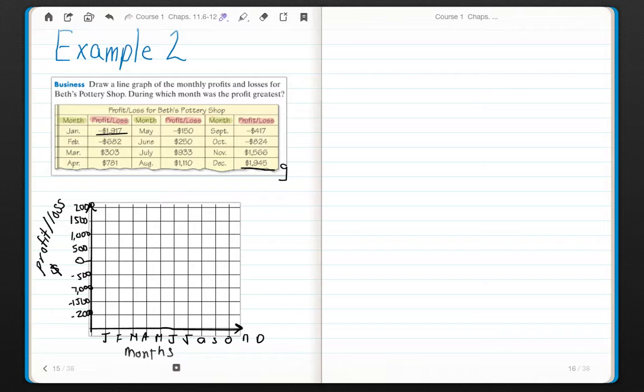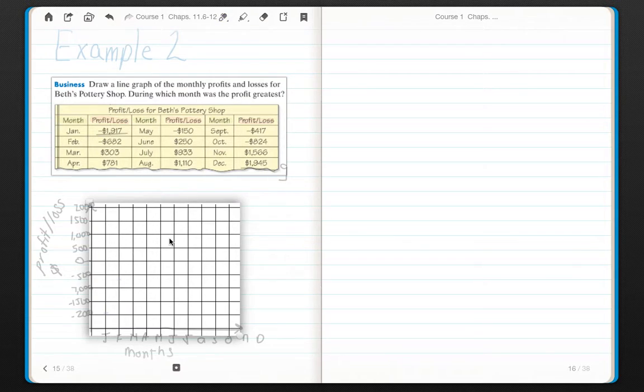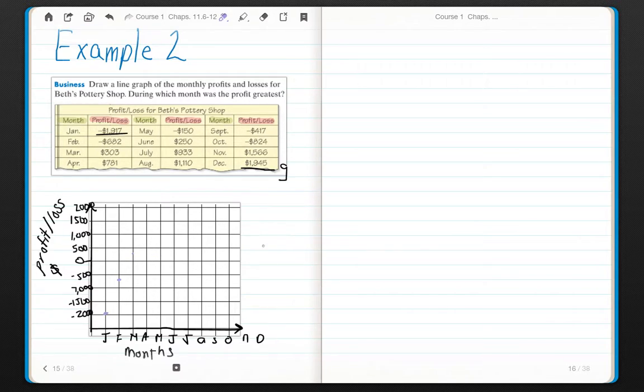So in January, I had a loss of $1,917. So in January, I had a loss of almost $2,000, so I'm going to put a point there. In February, I had a loss of $682, which would go about there. In March, I had a profit of $303. So in March, my profit would go about here. And then I'm going to connect the dots.